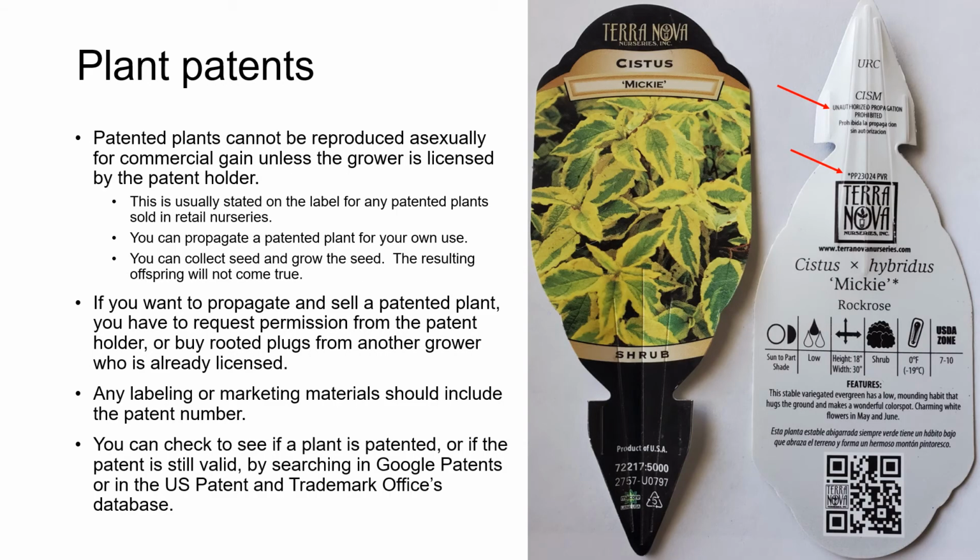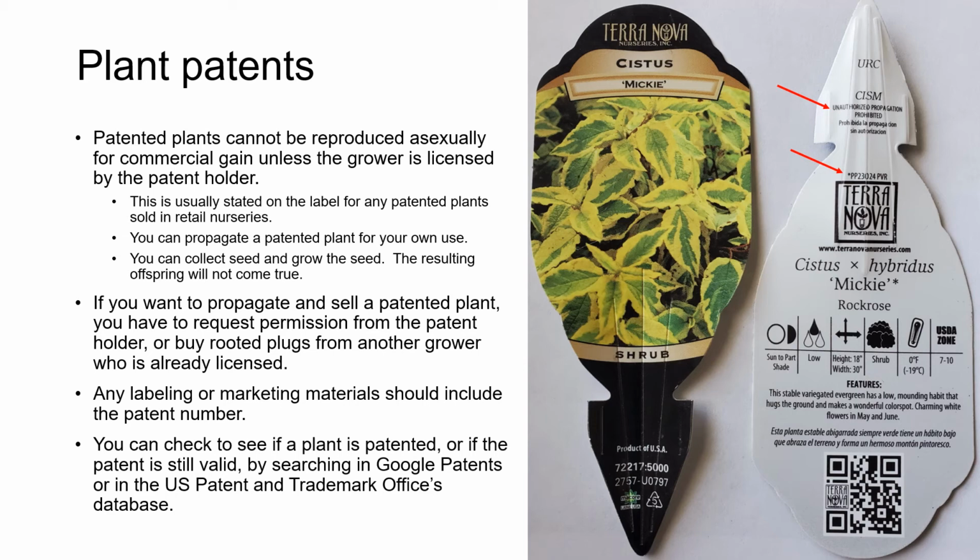It's important to know that patented plants can't be reproduced asexually for commercial gain. Well, they can be patented, but you would be breaking the law. And this is usually stated on the label for any patented plants that are sold in retail nurseries. You can propagate a patented plant for your own use at home, and if the plant produces viable seed, you can collect and grow the seed on. Remember, though, that the resulting offspring won't come true.